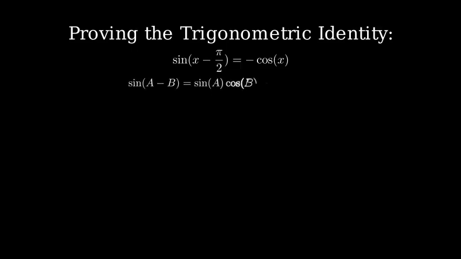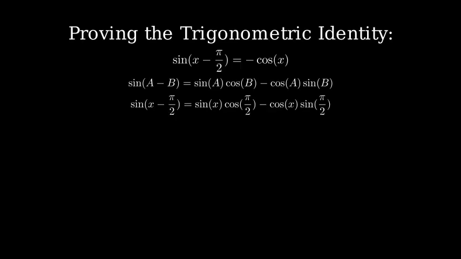The formula states that sine of a minus b equals sine of a times cosine of b minus cosine of a times sine of b. In our case, a equals x and b equals pi over 2. Let's substitute these values into the formula.